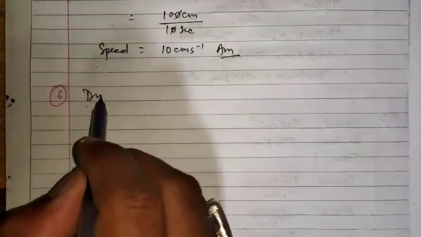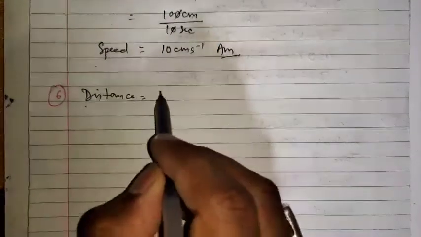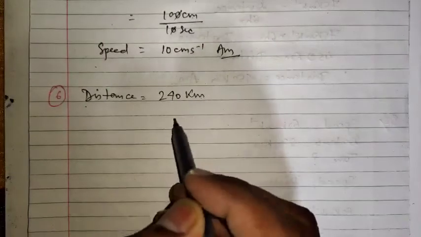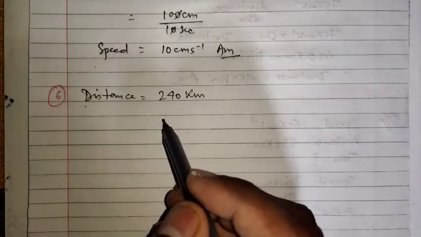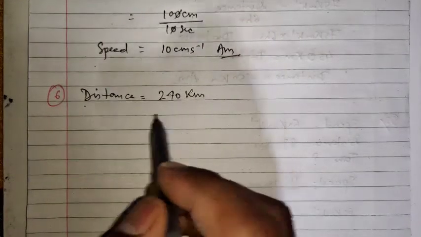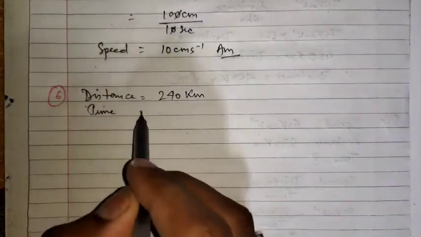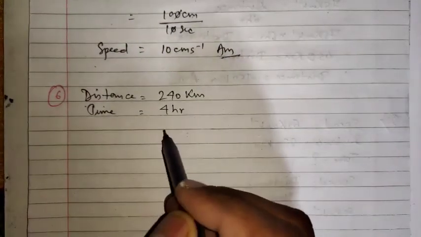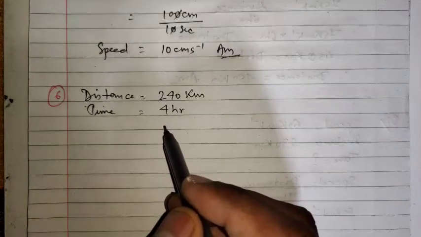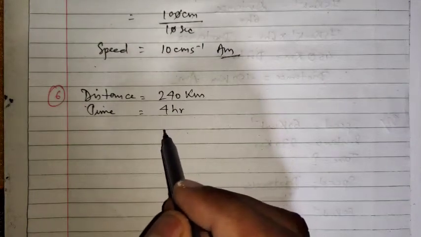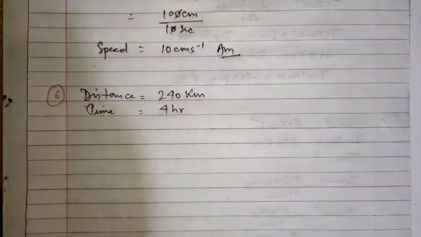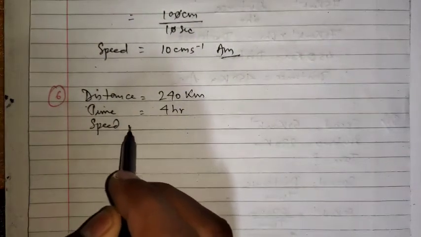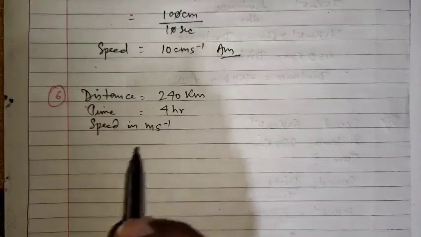Next, question number 6 is saying the distance between two stations is 240 km. Distance is given: distance is equal to 240 kilometer. Then the question is saying a train takes 4 hours to cover the distance. Time is also given, that the train takes 4 hours to cover that distance. Calculate the speed of the train in meter per second. The question has asked to calculate the speed in meter per second.